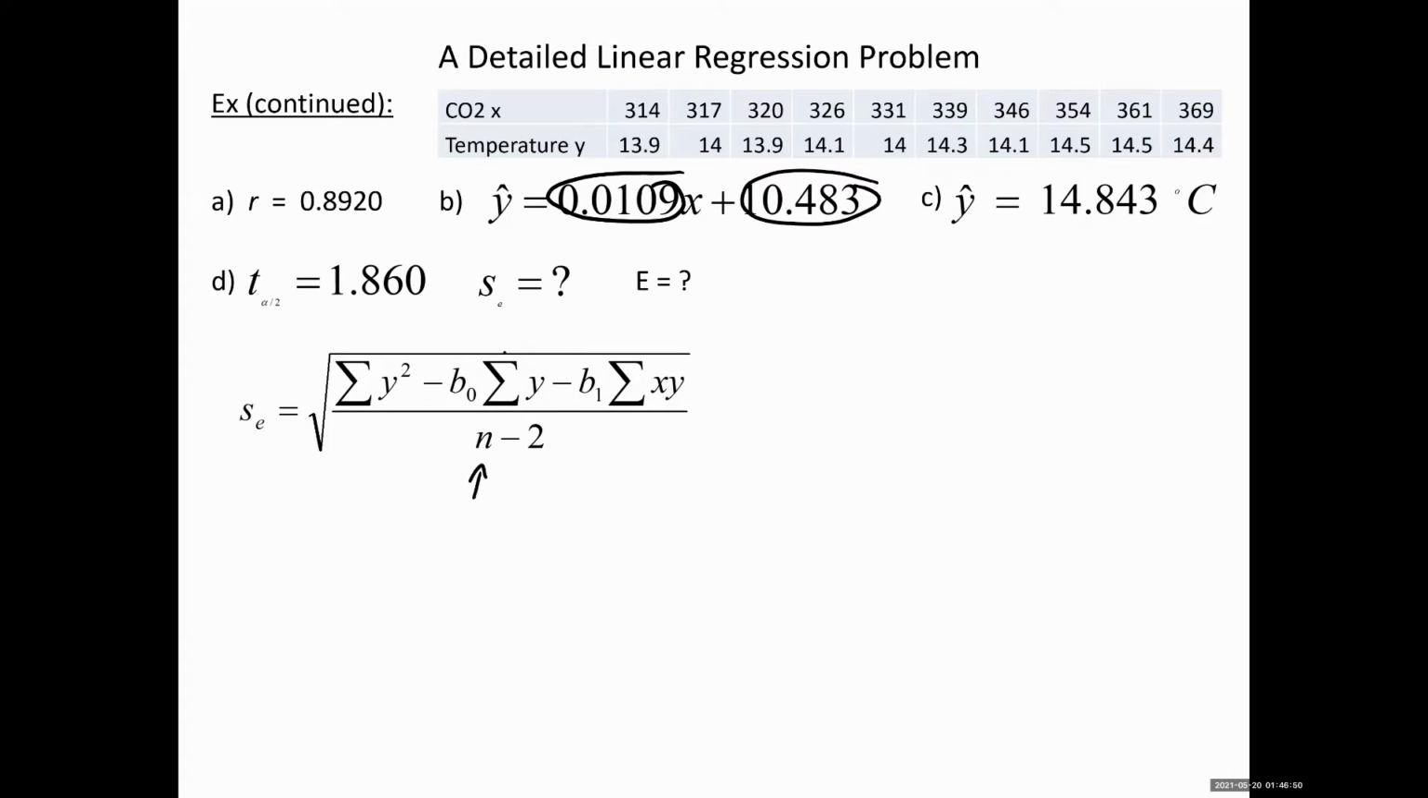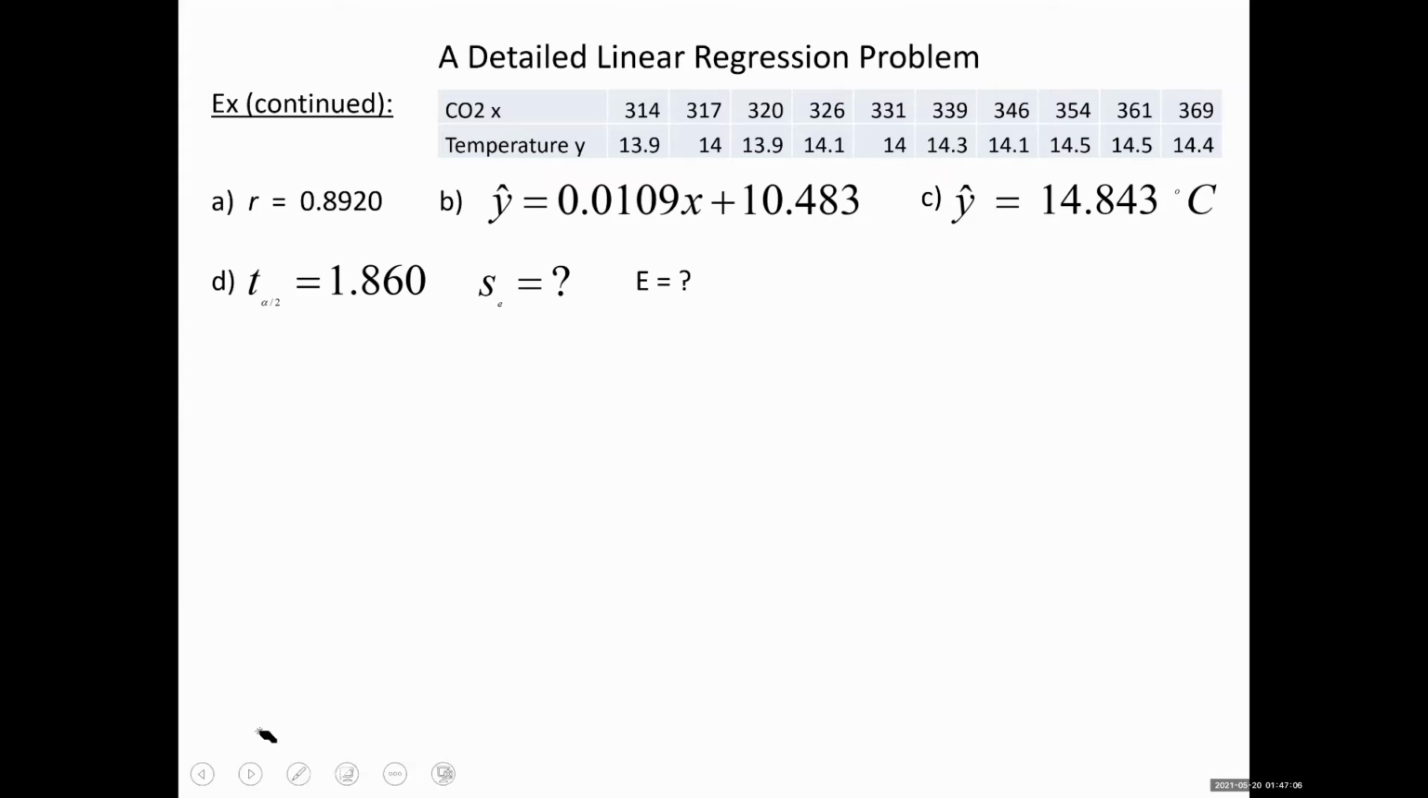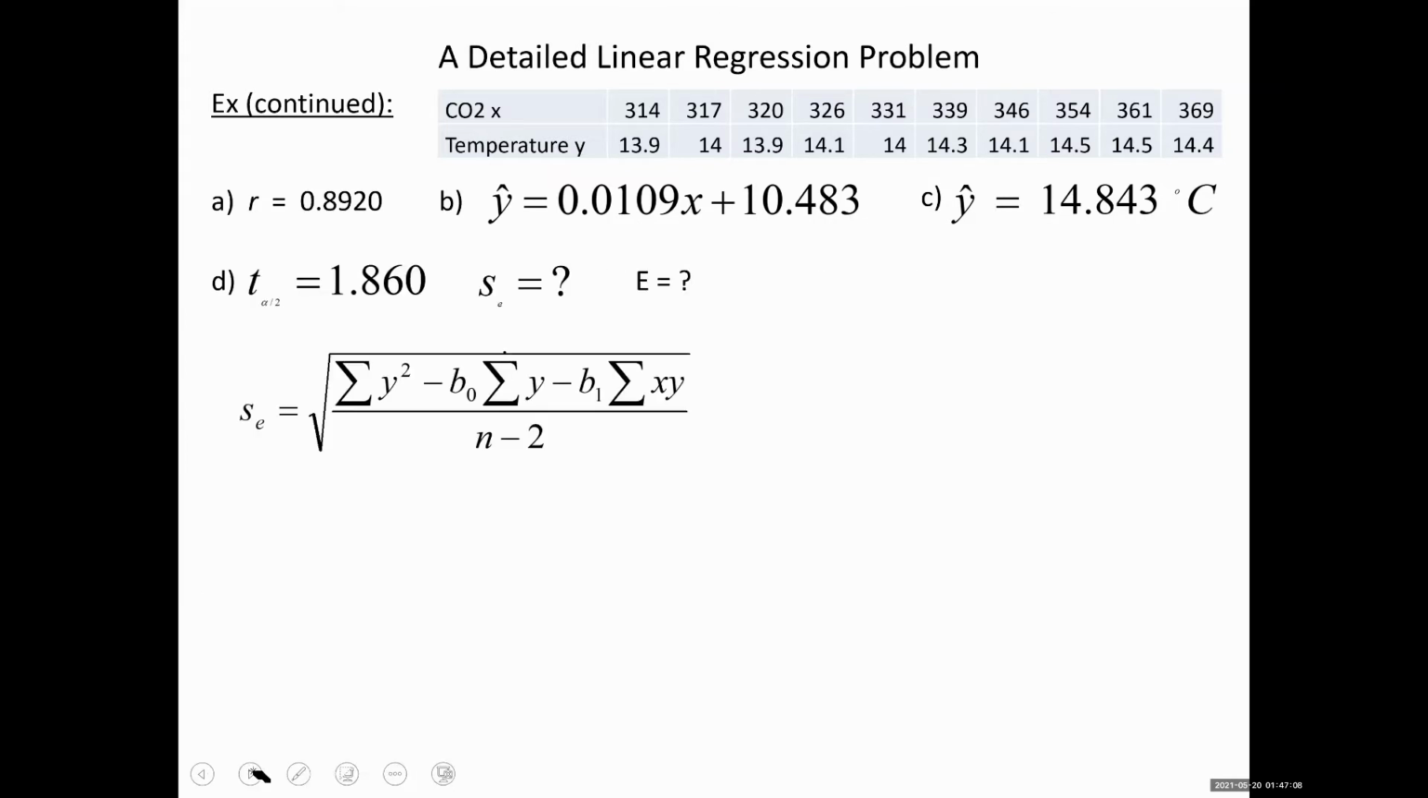Again, n is 10, so you put 10 down there. So the bottom will be 8. And another thing to tell you is sometimes when students calculate this SE, they get an error. If that ever happens to you, let me explain why that could be. Because I want you to notice, where'd it go?